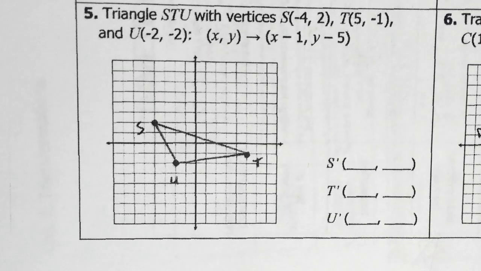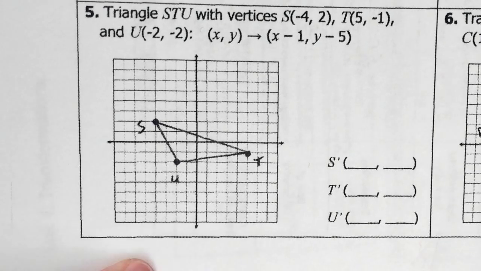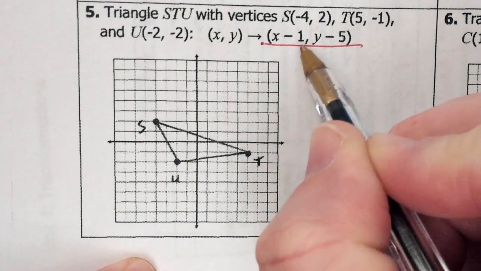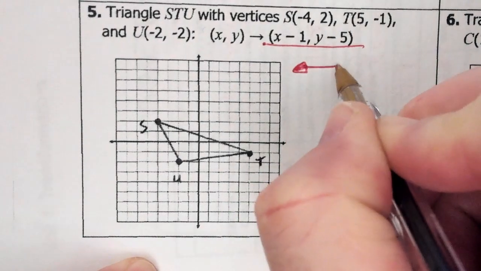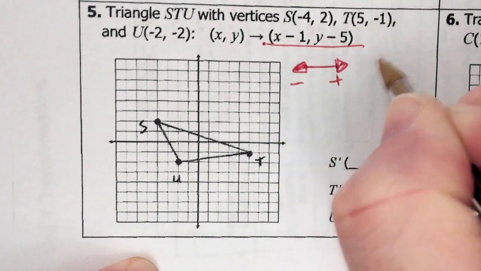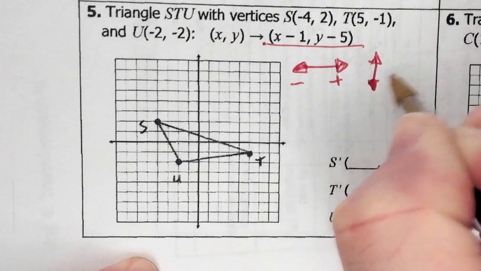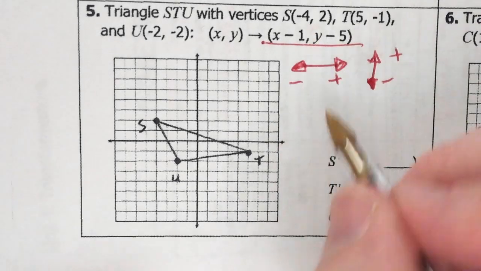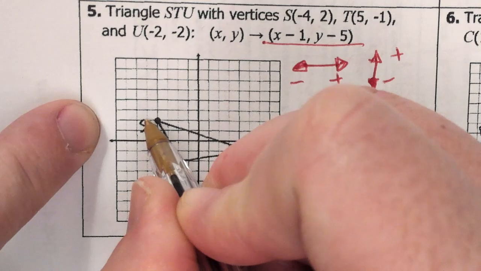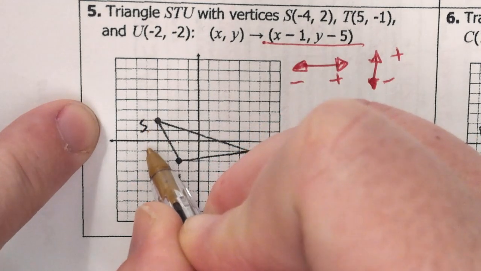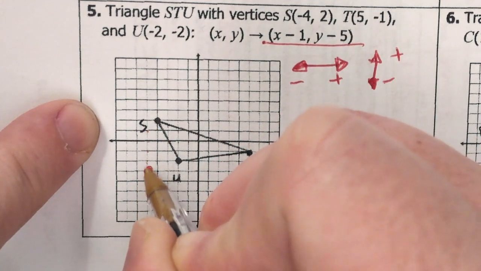All right, so on number 5, they said to go -1, -5. So remember, just write this one more time. This is negative, this is positive, and then I would go up or down. This is negative, this is positive. All right, I'm going to start at S. I'm going to go -1, then 1, 2, 3, 4, 5.